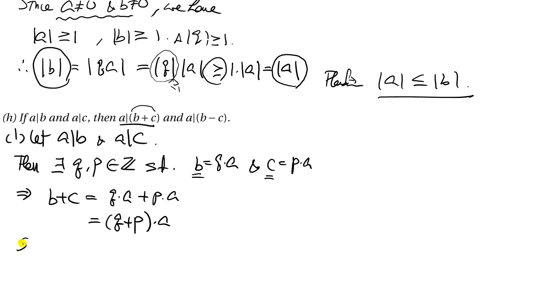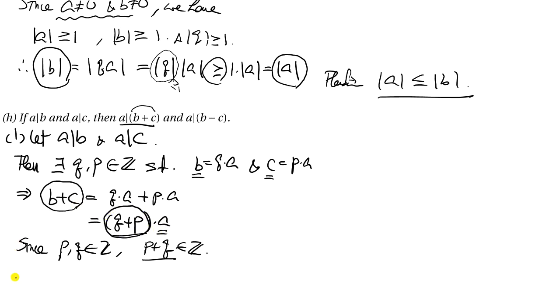Now, these P and Q are integers, right? Therefore, P plus Q is also an integer, right? So you can restate that as T or S, whatever, as one integer. We know this P plus Q itself is an integer. Therefore, when you look at this as one integer times A, you can say A is a divisor of B plus C.